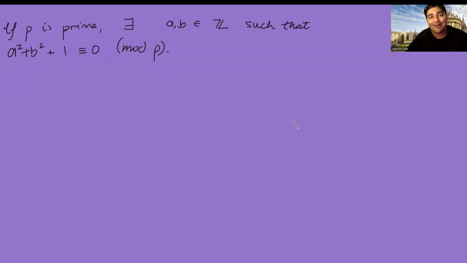Today I have the 2.5 square theorem for you. This says that if p is a prime number, there must exist integers a and b such that a squared plus b squared plus 1 is 0 mod p. So in other words, a squared plus b squared plus 1 is a multiple of p.